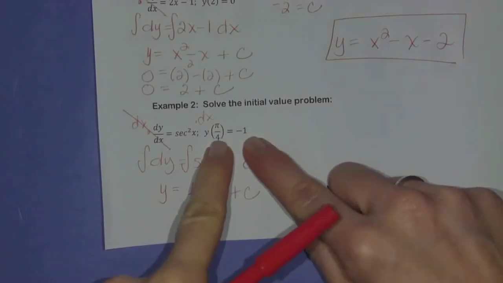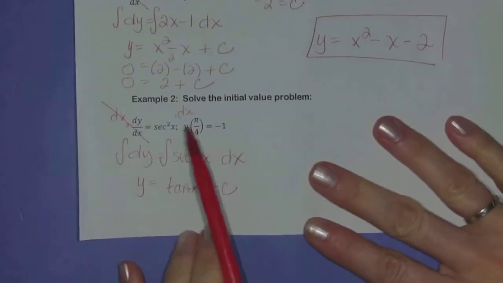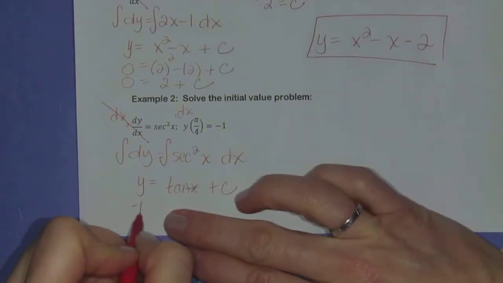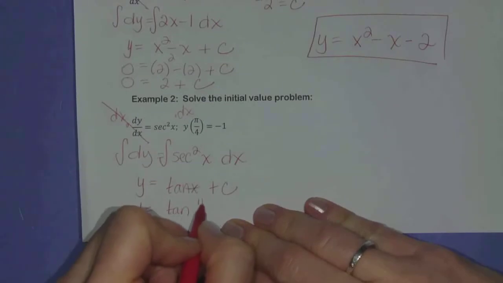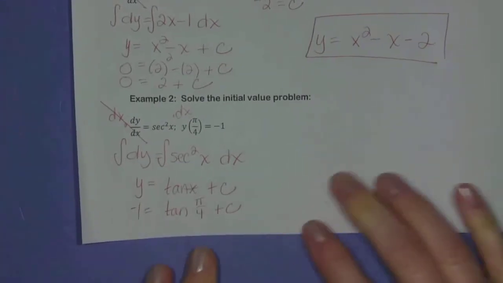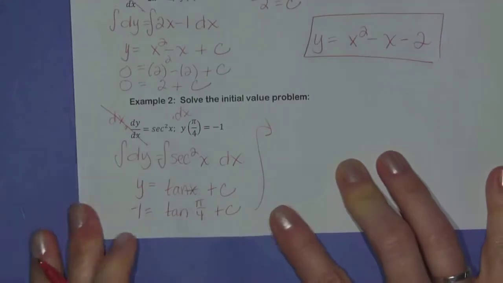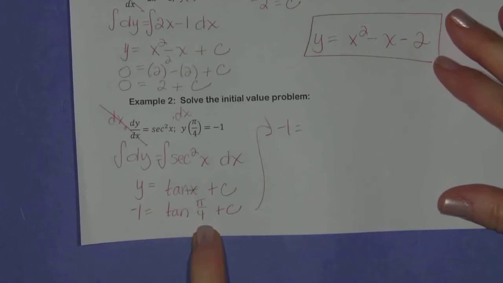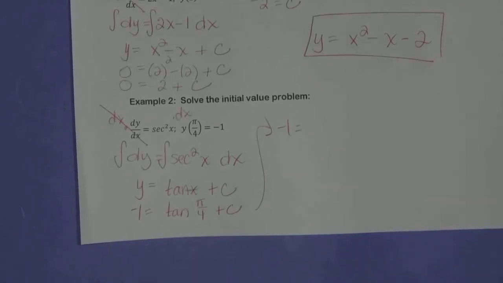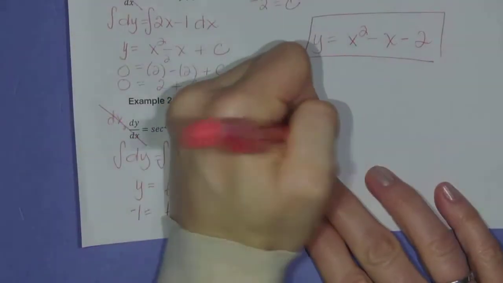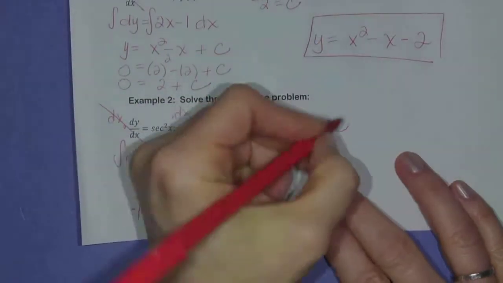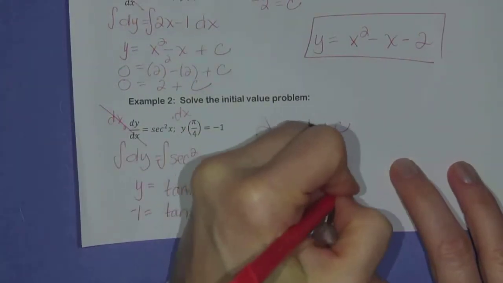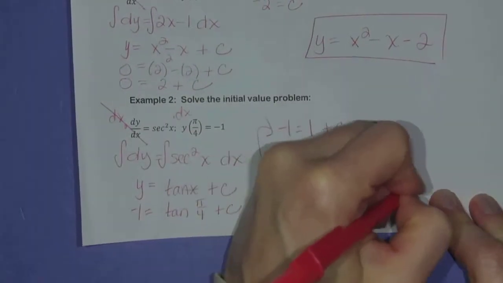Okay, now we'll fill in our initial value here. So when x is pi over 4, y is negative 1. So negative 1 equals the tangent at pi over 4 plus c. Now we're appealing to our unit circle. So negative 1 equals. The tangent at pi over 4 is actually 1, because when you take root 2 over 2 divided by root 2 over 2, you get 1. And solving for c, we're going to get minus 2. So my final answer to this problem, y equals tangent x minus 2.